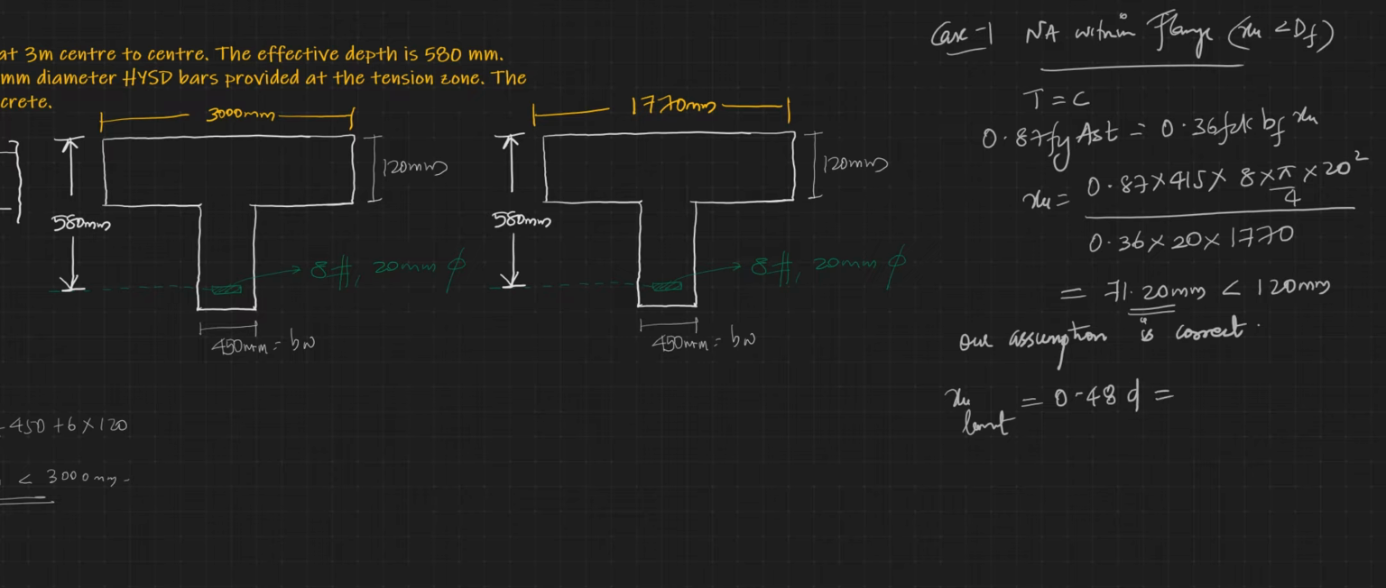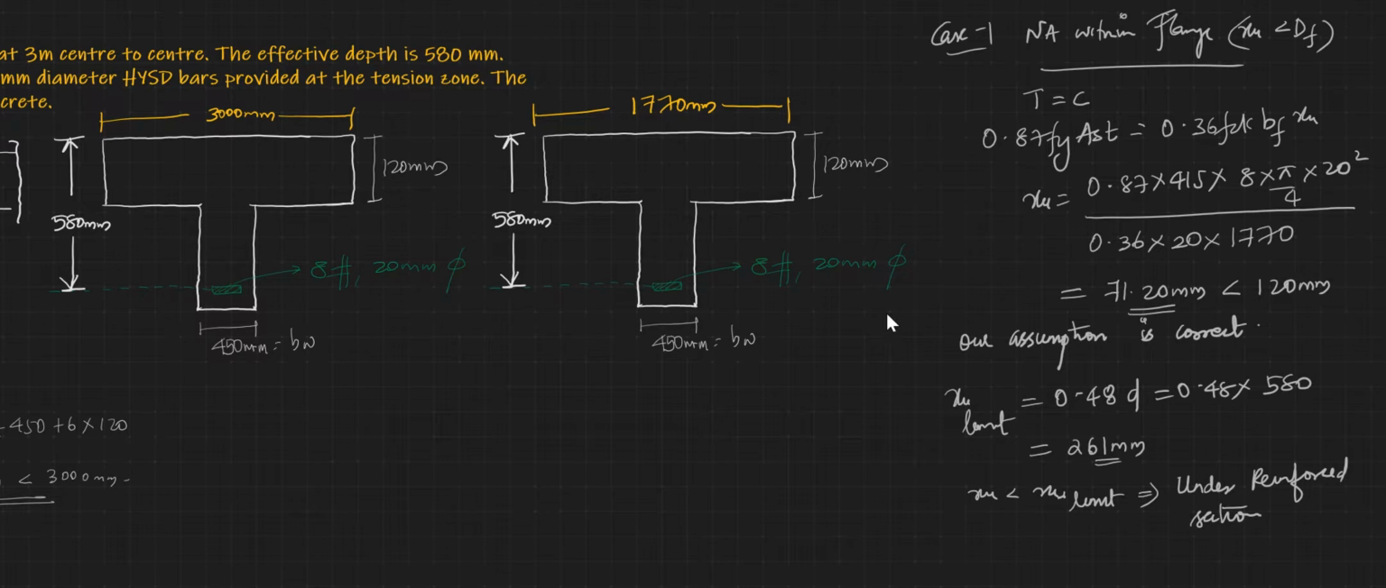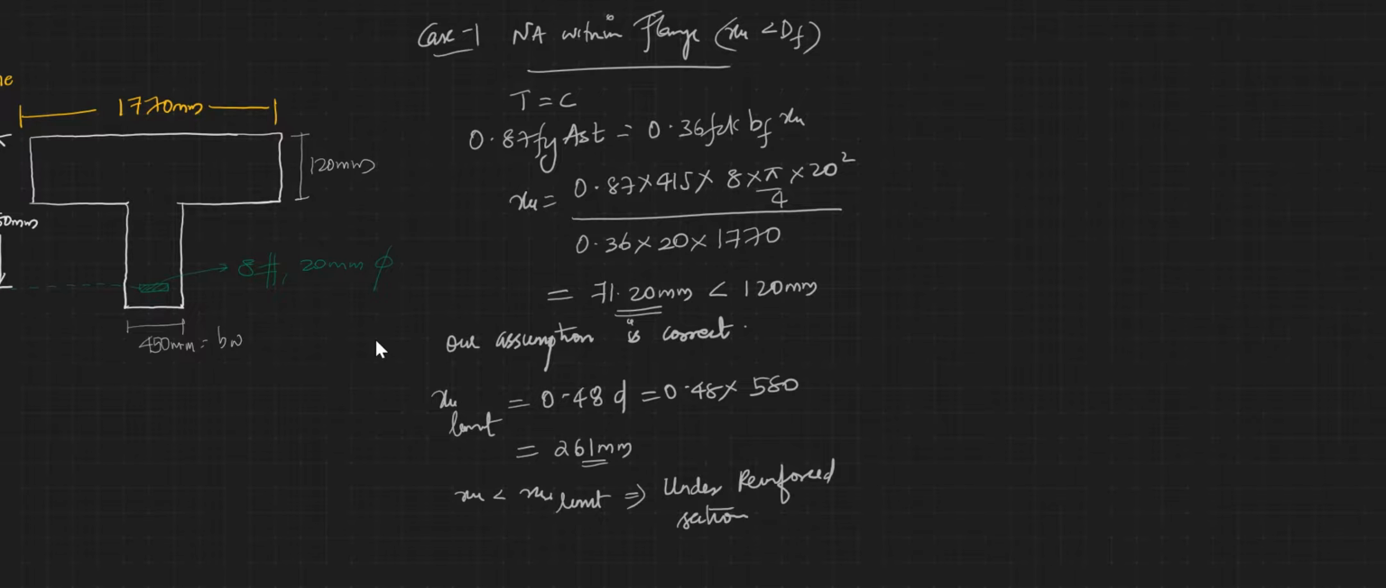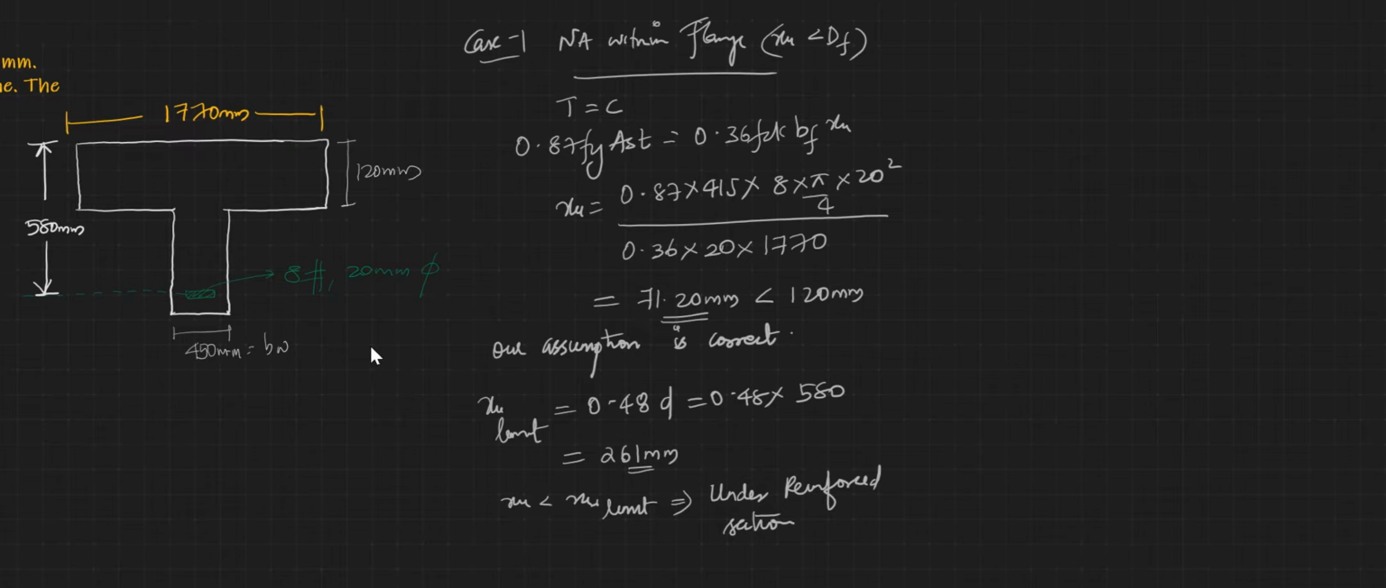XU limit is 0.48 into D, where the effective depth is given as 580 mm. I'll get this value as 261 mm, which means the section XU is less than XU limit, so the section is an under-reinforced section. If XU is greater than XU limit, then we will limit the value to XU limit.